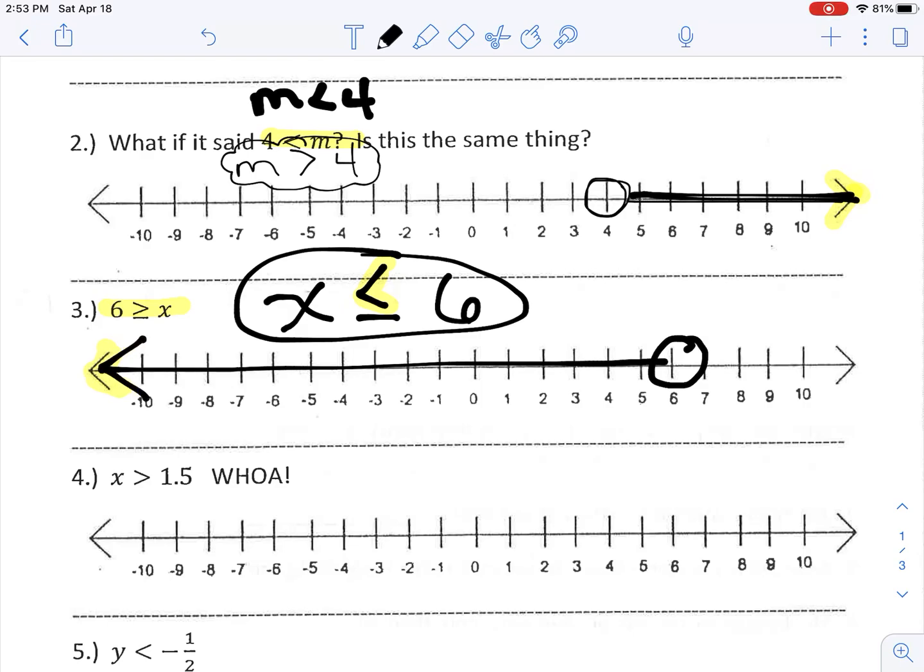Now this does say less than or equal to. So since 6 could be a solution to the inequality, I'm going to go ahead and close that circle.